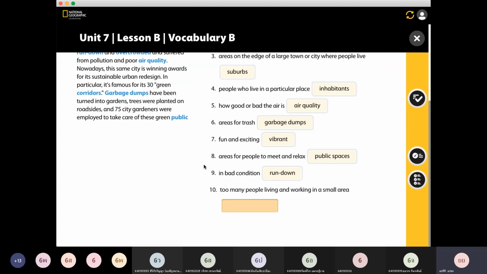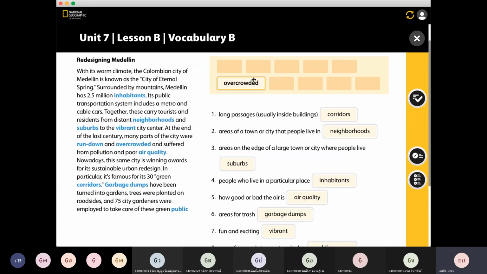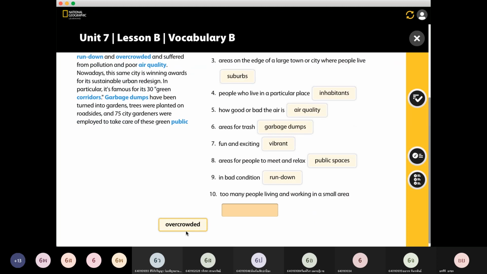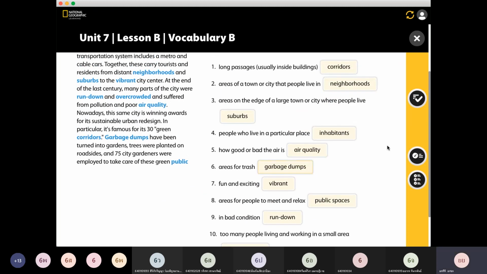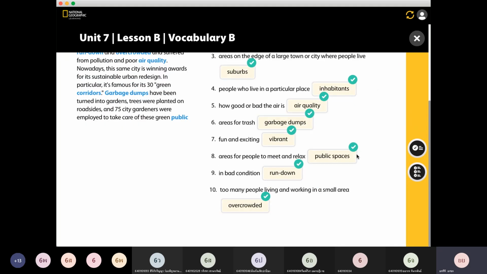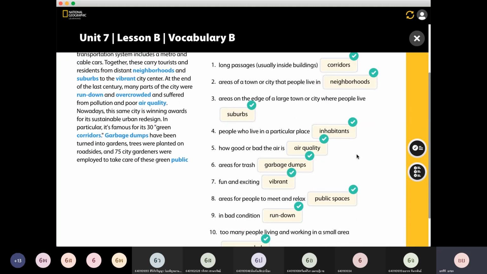And too many people living and working in a small area. So it's overcrowded. All right, so let's have a look. Right, so you got everything correctly. Okay, thank you very much for the answers. So you know these words, and now you can use these words to describe places.